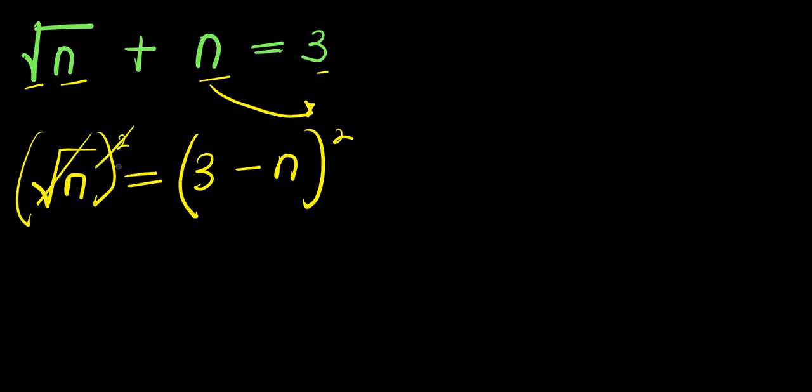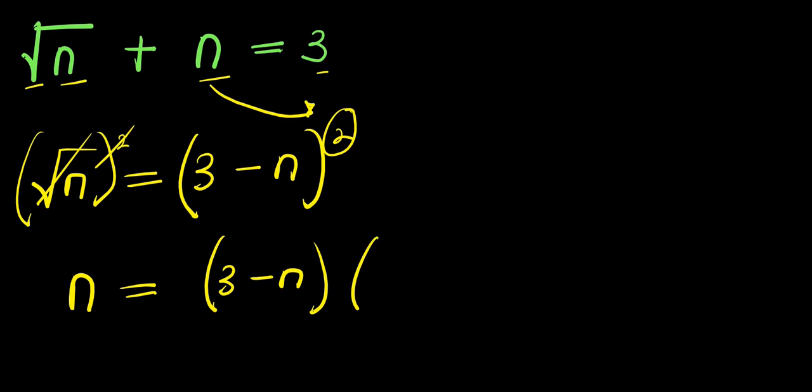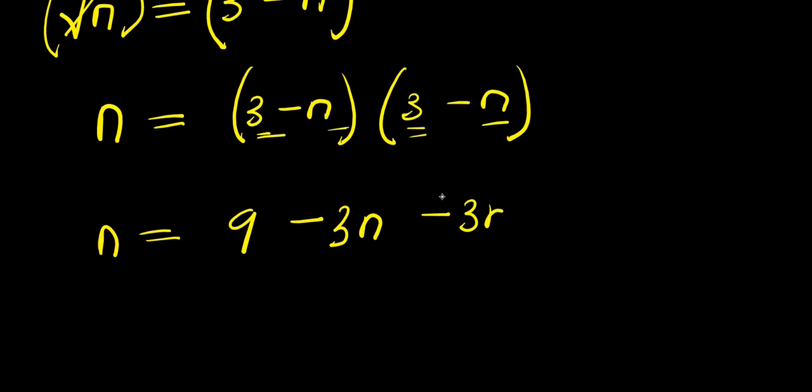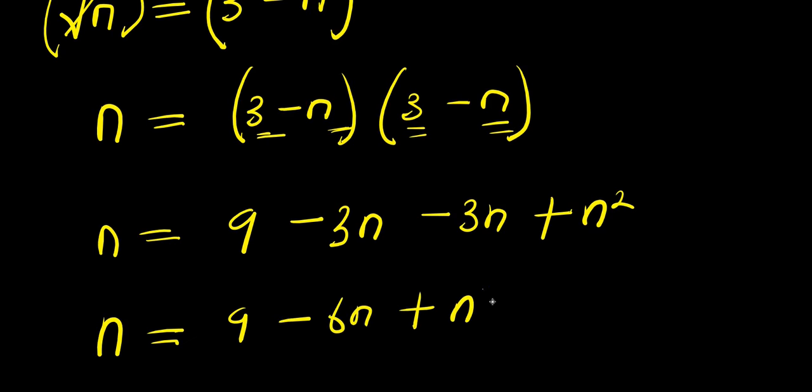This eliminates the square root. I have n here equals, the exponent here means I'm going to have 3 minus n times 3 minus n. So from here, I have n equals 3 times 3, that's 9, 3 times negative n, negative 3n, negative n times 3, negative 3n, negative n times negative n, plus n squared. Here you have n equals 9 minus 6n, plus n squared.